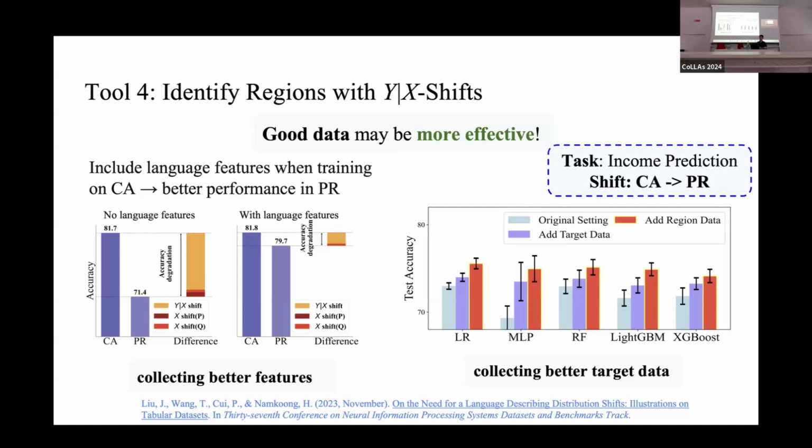And also, if we have more information about the covariance region, we can collect better target data. For example, we do not have to collect data from the whole target distribution. We only need to collect data from this identified covariance region. And this leads to a more efficient data collection way, and also the performance will be much better than some random collection or some uniform collection from the target domain.